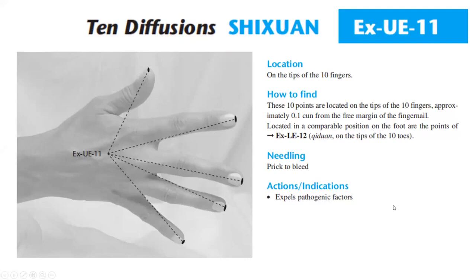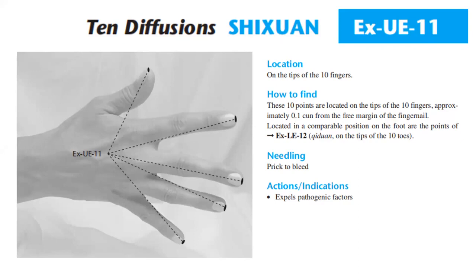Location: on the tips of the 10 fingers. How to find? These 10 points are located on the tips of the 10 fingers, approximately 0.1 cun from the free margin of the fingernail. Located in a comparable position on the foot are the points of EX-LE-12 on the tips of the 10 toes.